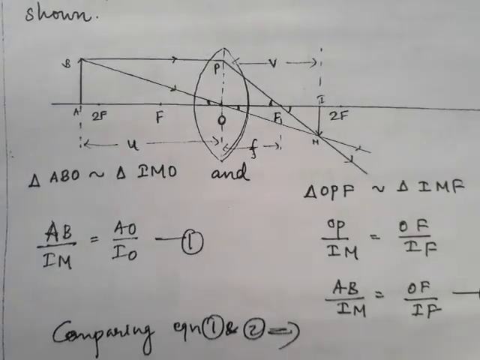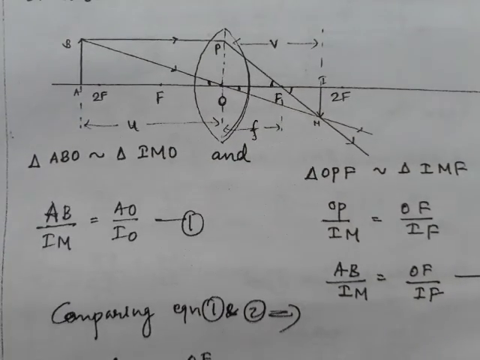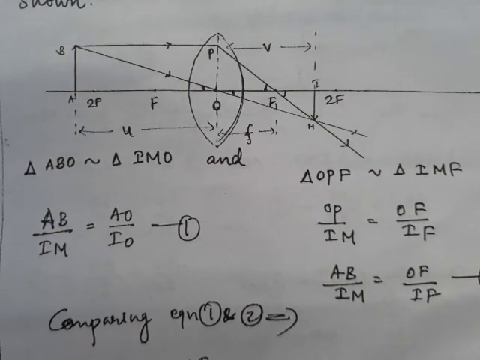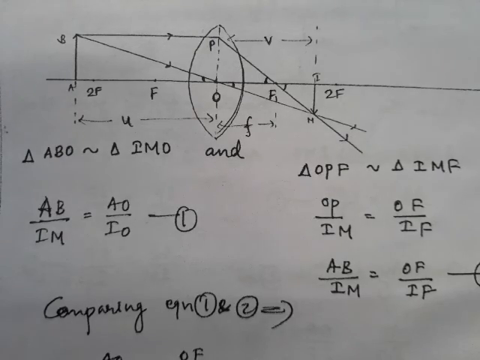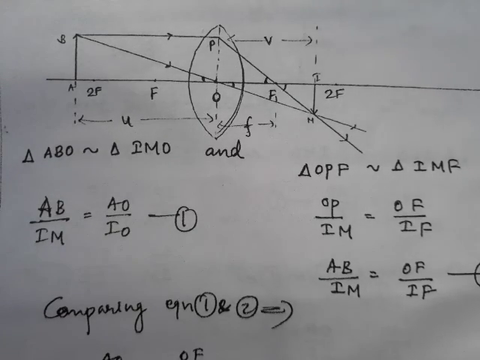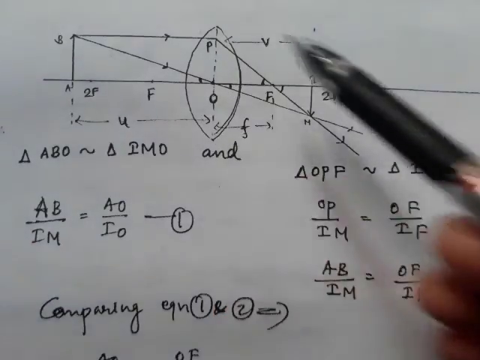Today we are going to discuss the lens formula. We have already studied the lens formula in class 10, which was a relation between object distance u, image distance v, and focal length f. That was 1 by f is equal to 1 by v minus 1 by u. Now, that is what we are going to derive today for a convex lens.